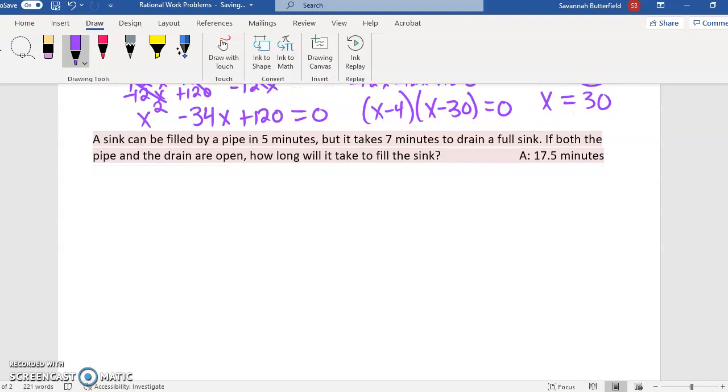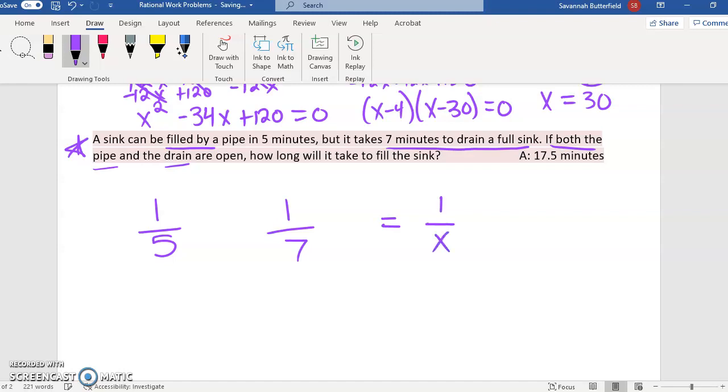Now, this last one is interesting, so please pay attention to this one. It says a sink can be filled by a pipe in 5 minutes. So we're going to say 1 over 5. But it takes 7 minutes to drain a full sink. So again, we're going to call that 1 over 7. It says if they are both open, both the pipe and the drain, so we're trying to fill it and drain at the same time, how long will it take to fill the sink? So we're going to call that 1 over x.